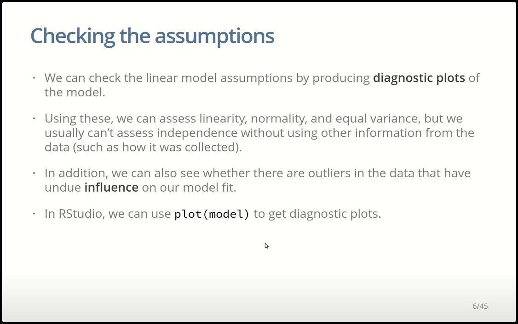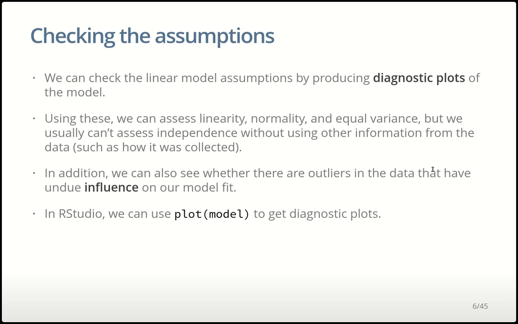And the reason is that the lack of independence usually comes about due to how the data are collected, and we'd need the information about how the data were collected to assess that. And often we may not have that in the final data set. And the last thing that we can also look at is whether there are outliers in the data that have undue influence on our model fit.